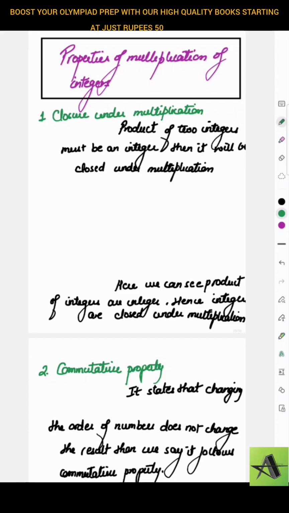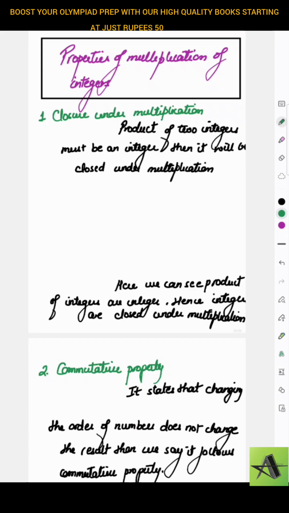Properties of multiplication of integers. So I have already explained how to multiply the integers. Now we are talking about the properties of multiplication of integers. They are almost the same as addition. We have already discussed almost all of them. So let me start with closure under multiplication.